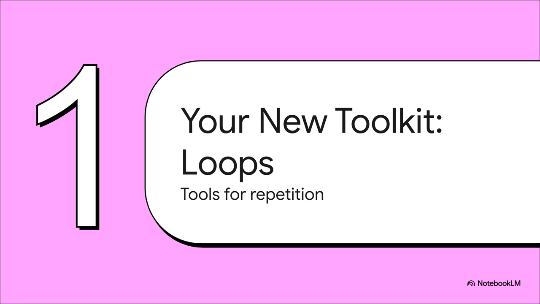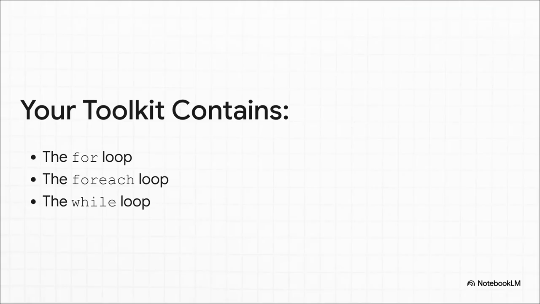I want you to think of what we're about to cover as a brand new toolkit for your programming utility belt. These are the absolute essential tools for handling repetition and really taking control of your code's flow. So, inside this toolkit, we've got three main tools we're going to get a handle on today: the for loop, the foreach loop, and the while loop. Now, each one has a very specific job, and knowing which one to grab is the real key.